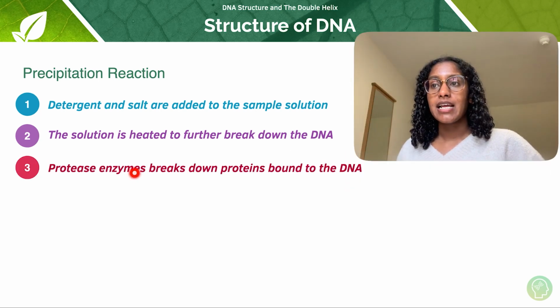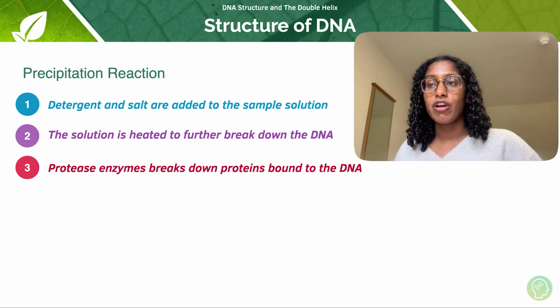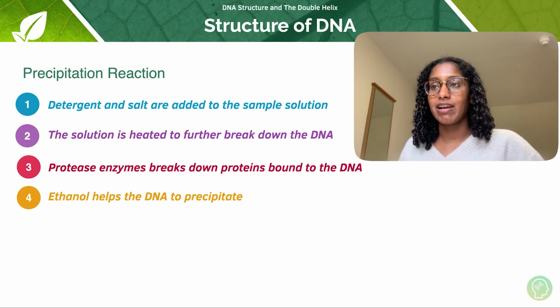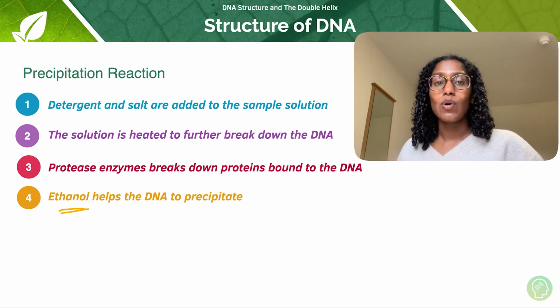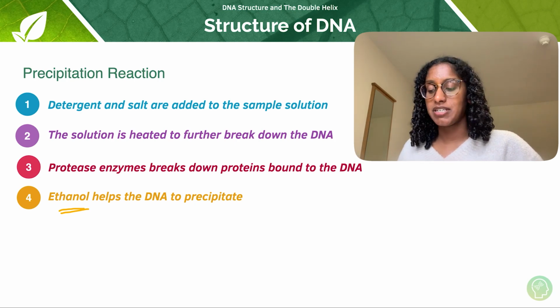Now, protease enzymes, which break down peptide bonds, are added to the solution so that any proteins bound to the DNA can be separated. And ethanol helps the DNA to precipitate because DNA is not soluble in alcohol, and the ethanol is an alcohol. Therefore, adding ethanol to the solution allows the DNA to precipitate on top of the solution and be separated from the rest of the cellular material.